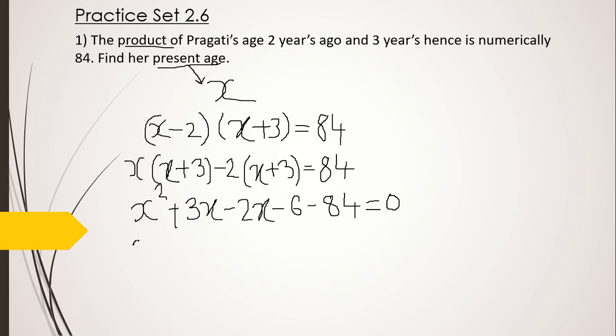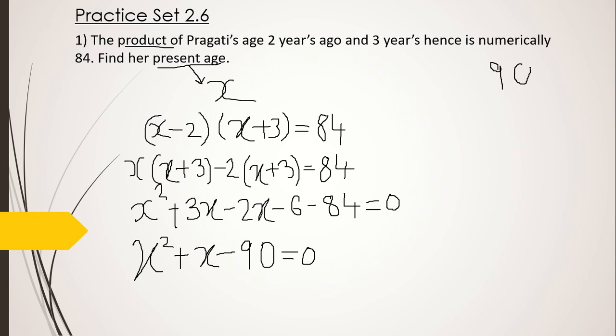Okay. So now I get x square, 3x minus 2x is x, plus x, minus 6 minus 84. Minus minus, similar signs, so we add and give the same sign to the answer. Minus 90 is equal to 0. Now this is a quadratic equation and here the last term is 90.